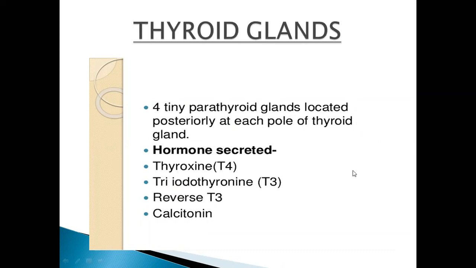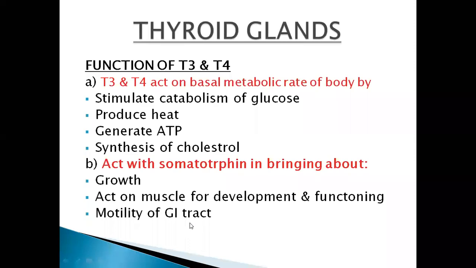Now let's come towards the hormones secreted by the thyroid gland in your neck region. The first hormone is thyroxine, which we also call T4. Next is triiodothyronine, also known as T3. And next is calcitonin. So today we will see how T4, T3, and calcitonin function.